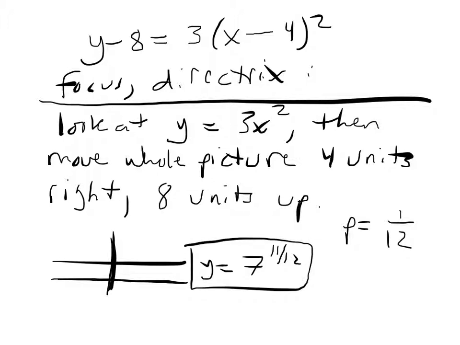And I can move my focus the same way. My focus originally was (0, 1/12). I want to move that 4 units to the right and then 8 units up. So my focus is going to be 4 units to the right, which takes me from 0 over to 4. And then I'm going 8 units up. That's going to take me to 8 and 1/12. So there's my focus and directrix, just viewing it as a translation.